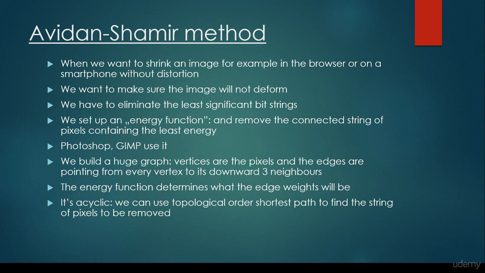And it is an acyclic graph, so we can use topological order shortest path algorithm in order to find the string of pixels to be removed. I don't want to repeat myself over and over again, but why is it good to use DAG shortest path algorithm? Because it is much faster than Dijkstra or Bellman-Ford algorithm.